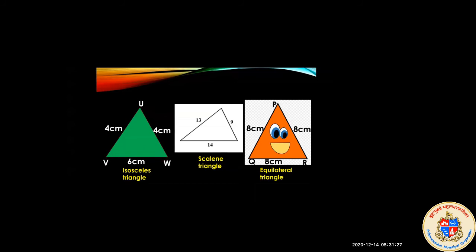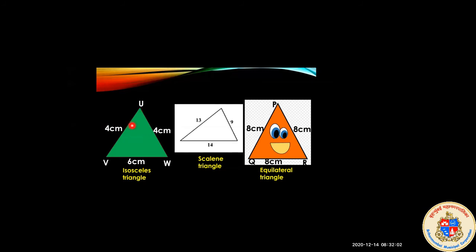Now I want to know the measurement of this triangle. So how will I say? Side UV is equal to how much? 4 centimeter. So side UV, like this you have to answer. Side UV is equal to 4 centimeter. Side VW is equal to 6 centimeter. Side UW is equal to 4 centimeter.